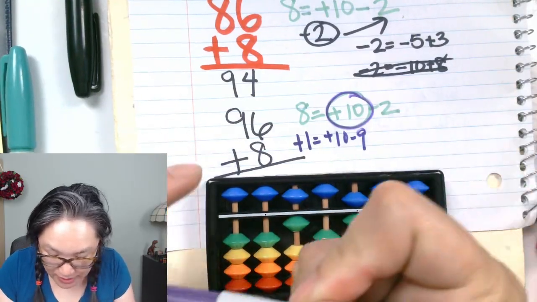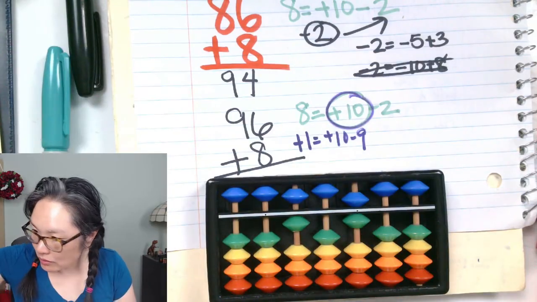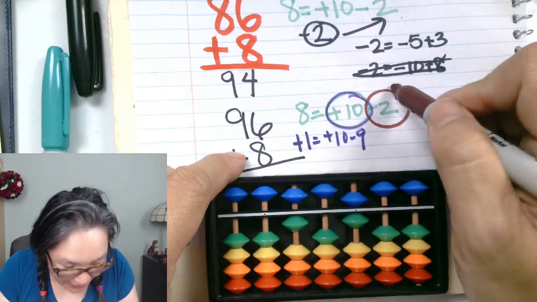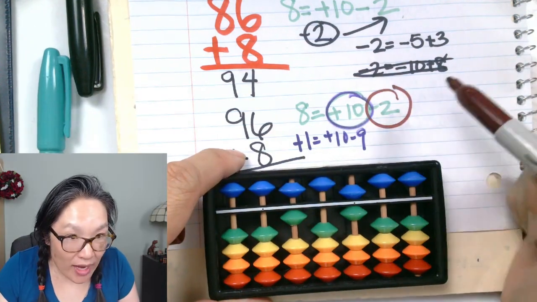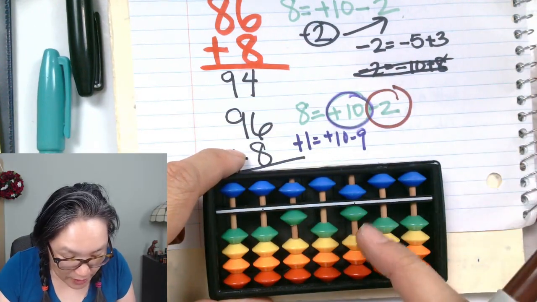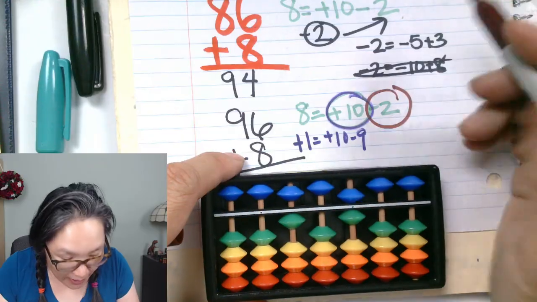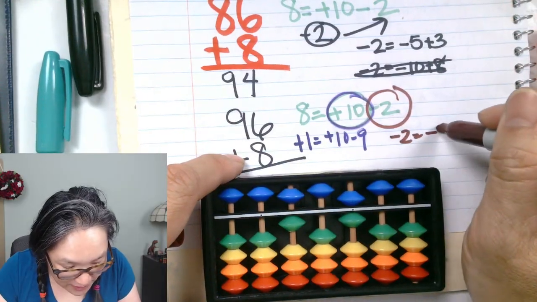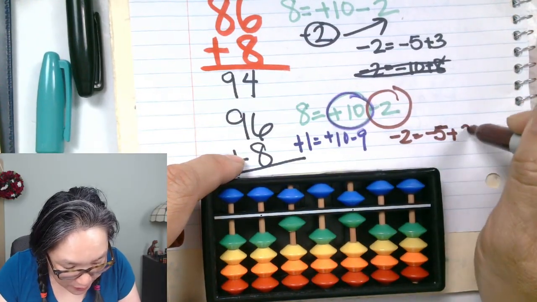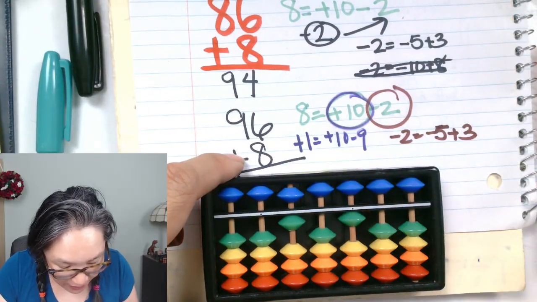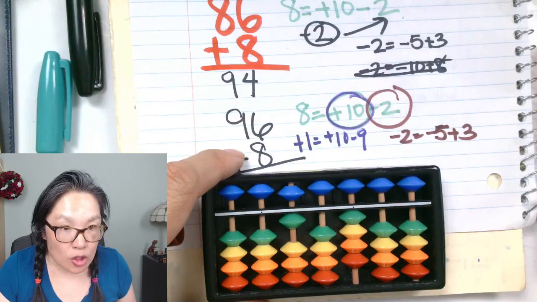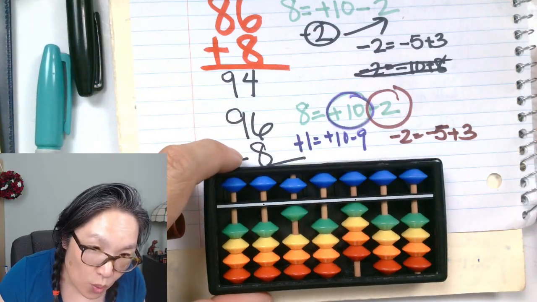Now I need to minus the 2. Uh-oh. What's going on? Guess what? I cannot minus the 2. When I minus the 2, I don't have enough beads. What can I do? Minus the 2, we've done it before. Minus the 2 is equal to minus the 5 plus the 3. So I can minus the 5 and I can plus the 3. So my final answer is 104.